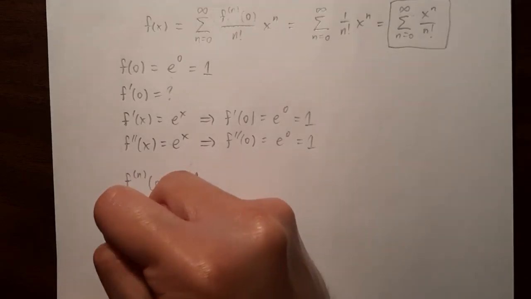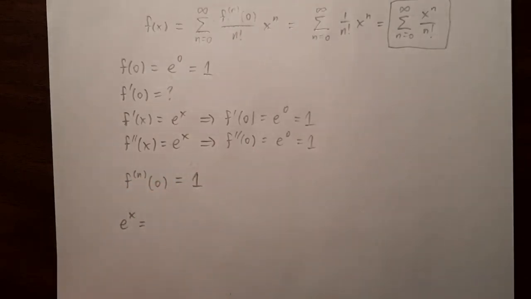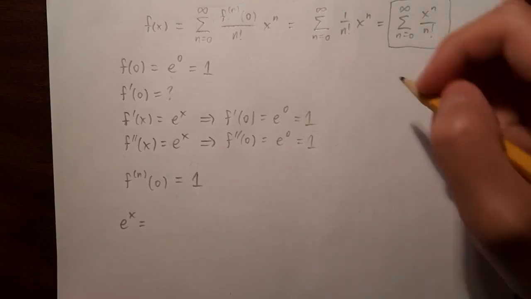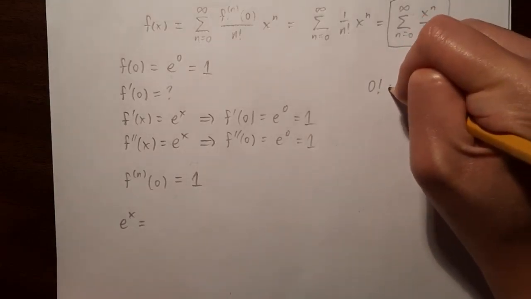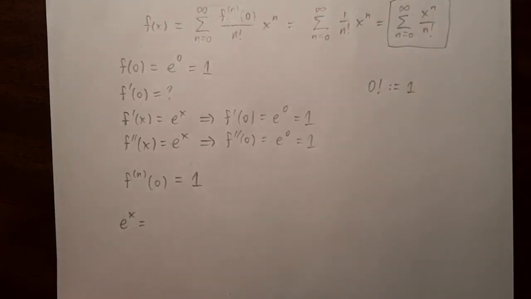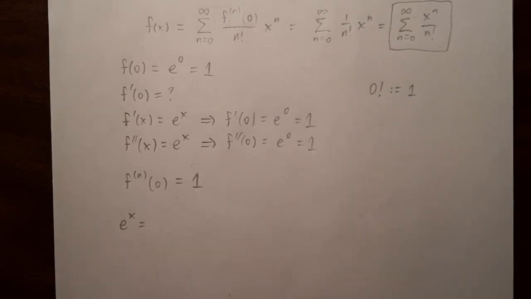If I write out the first few terms, I get e to the x. If I plug in n equals 0, then I'm going to have x to the 0, which is just 1, divided by 0 factorial. This is something I hadn't mentioned before, but for reasons which I will not explain right now, 0 factorial is always defined to be 1. So the 0th term of the series is 1 divided by 1, so it's just 1.